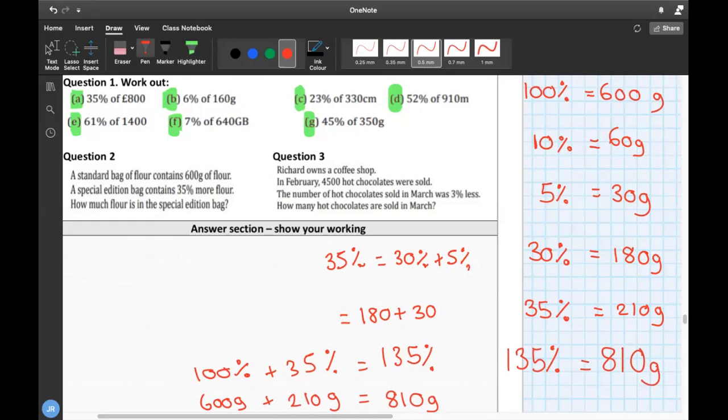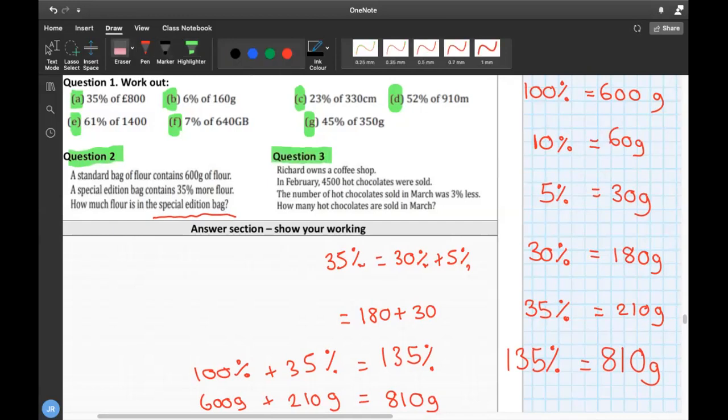810 grams. You've got to include those units as well. Okay, this is the key. How much is in the special edition bag? 35% larger ones. Okay, that was question 2. And we're now going to have a look at question 3.